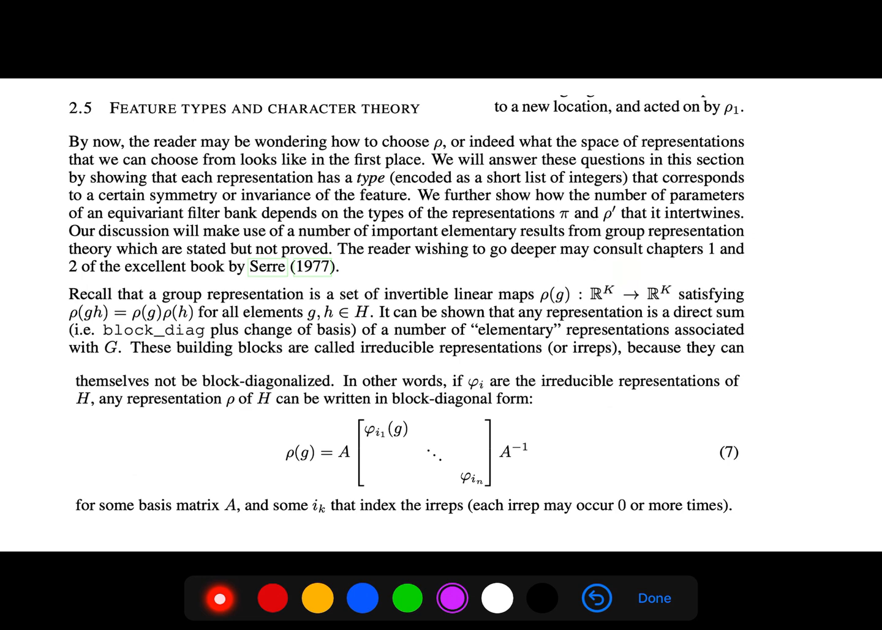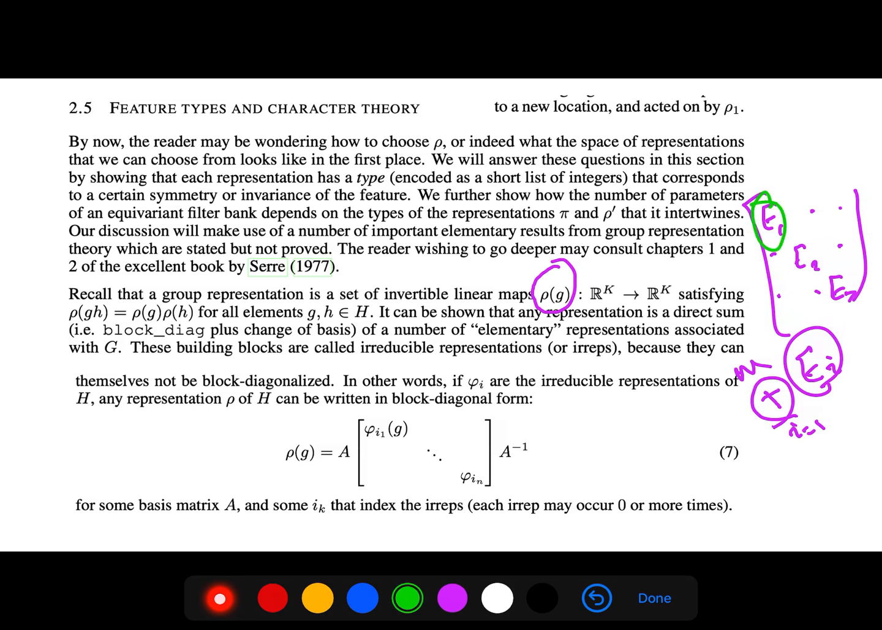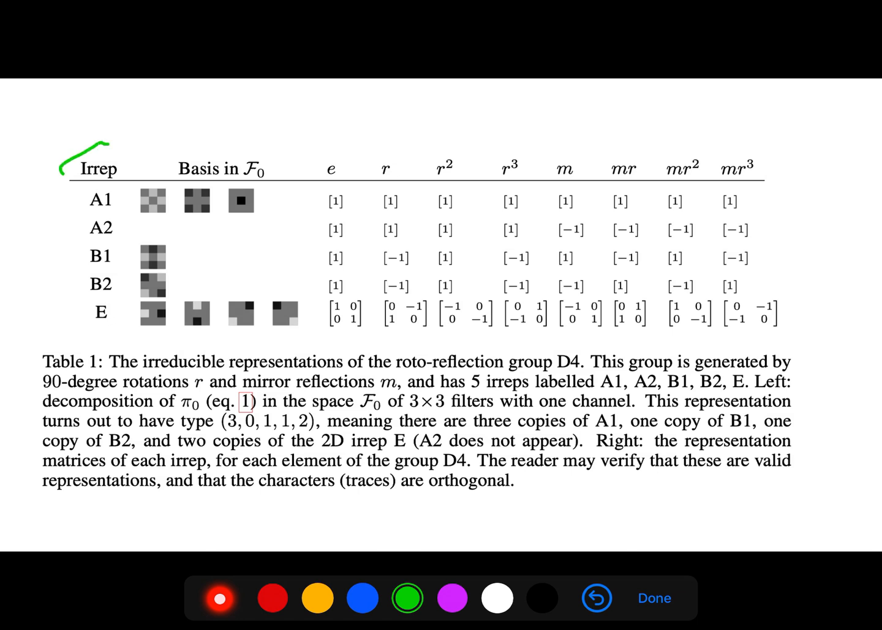A group representation is a set of invertible linear maps satisfying that rho is a homomorphism for all elements. And it can be shown that any representation is a direct sum of a number of elementary representations associated with G. These building blocks, E_i, for example, we have M building blocks. These E_i are called irreducible because, for example, if we have this representation E1, E2, E3, we cannot reduce E1 further into, say, E11 and E12. We cannot represent it like that. So this is an irreducible representation.